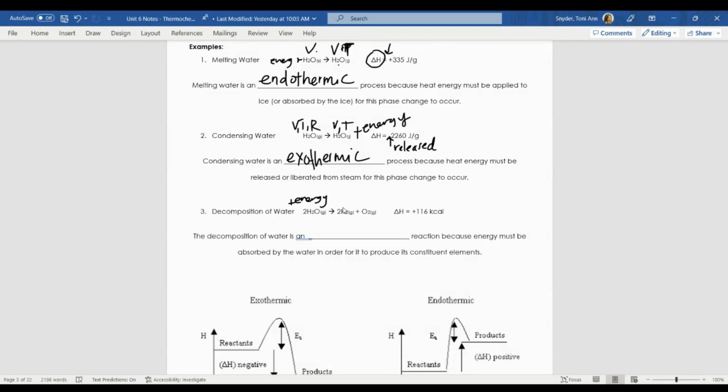Energy is a reactant here, and I have to input 116 kilocalories of energy in order for this decomposition to occur. Because energy is a reactant and this value is positive, the decomposition of water is an endothermic process. Whenever energy is a reactant, it is endothermic. Whenever it is a product, it is exothermic.